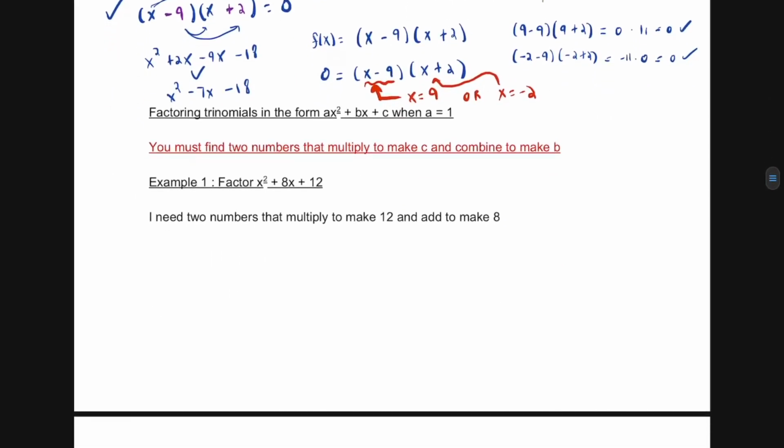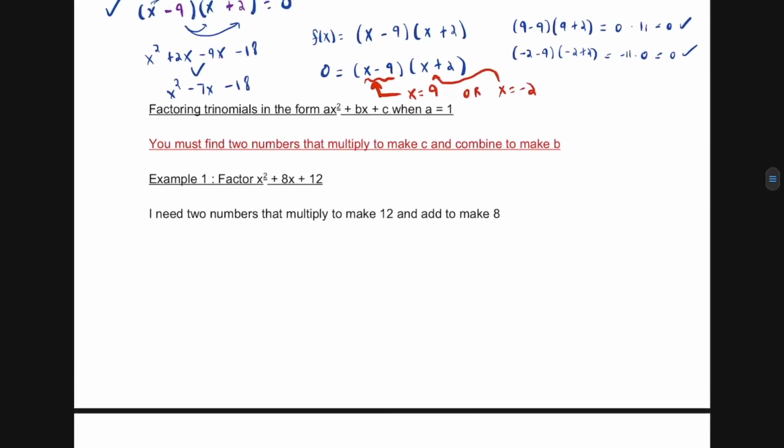I'm going to go through these examples. They're going to go from easiest to hardest. So say we wanted to factor x squared plus 8x plus 12. I need two numbers that multiply to make 12 and add to make 8. We're going to have x, and then I'm trying to figure out what these two numbers are.